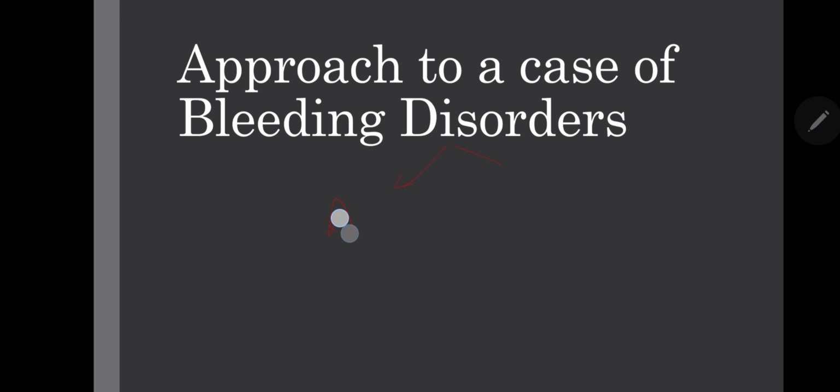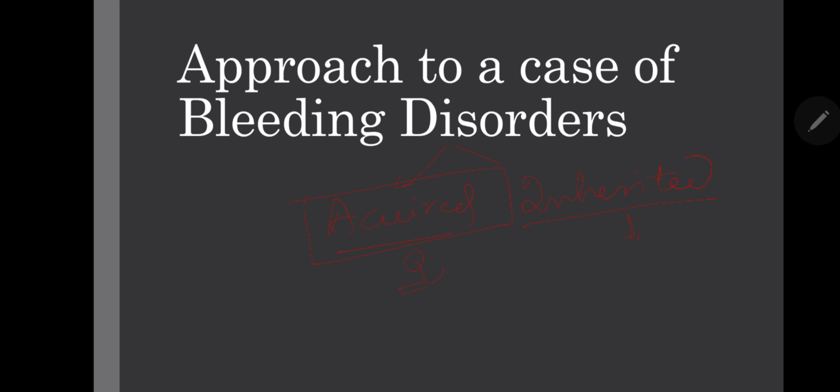We divide bleeding disorders into two parts: one is acquired bleeding disorders and the other is inherited bleeding disorders. Amongst them, acquired bleeding disorder is most common, and inherited bleeding disorder is rarely found in children.